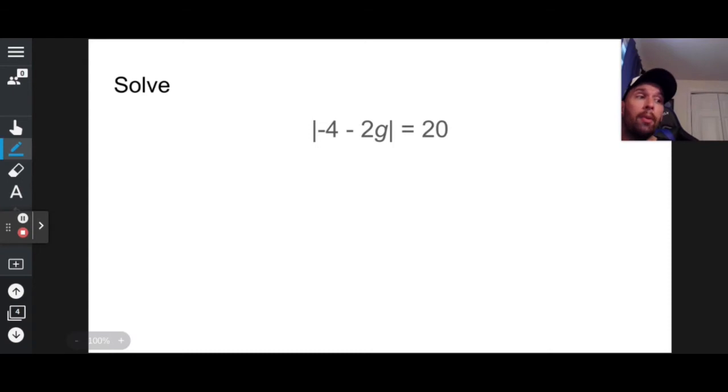Step number 1, make sure the absolute value and the stuff inside it is all by itself. Well, good news, everybody. It is. The absolute value is all by itself. Now, I have a bunch of junk inside of it, including negatives. Should I get rid of those negatives? Absolutely not.